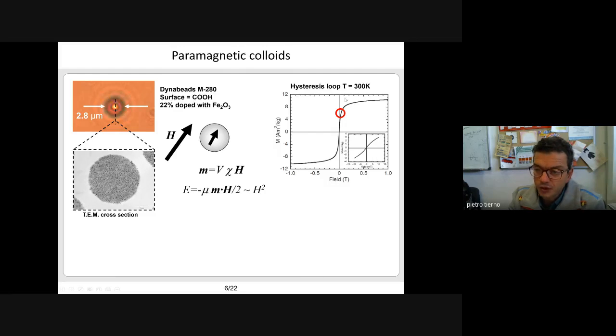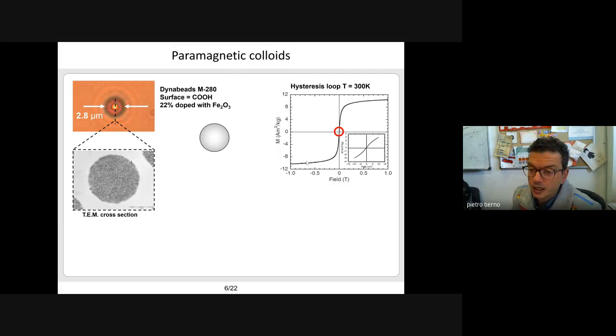If you measure the hysteresis loop of such particles, they are purely paramagnetic. There is no coercivity, very low remanence, and basically, if the field is not too strong, so that you don't reach saturation, this induced moment is linearly proportional to the field itself. If you switch off the field, the particle becomes unmagnetized.